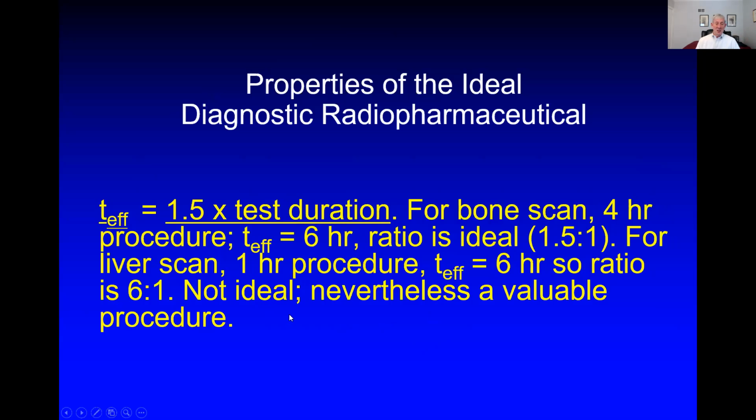It simply means that the radiation dose is going to be higher than we want it to be, and the patient will be radioactive longer than we want it to be. But even though it's not ideal, a liver scan is still a valuable procedure under some circumstances. We don't do it so much anymore because CT is so good at that, but on occasion we do a liver scan. So this is the case where the ratio is perfect for the bone scan and quite imperfect for the liver scan.